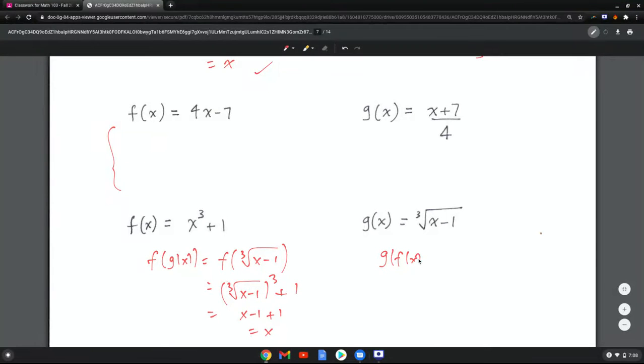g of f of x, on the other hand, is going to be g of x cubed plus 1, which is cube root of x cubed plus 1 minus 1, cube root of x cubed, which is x.